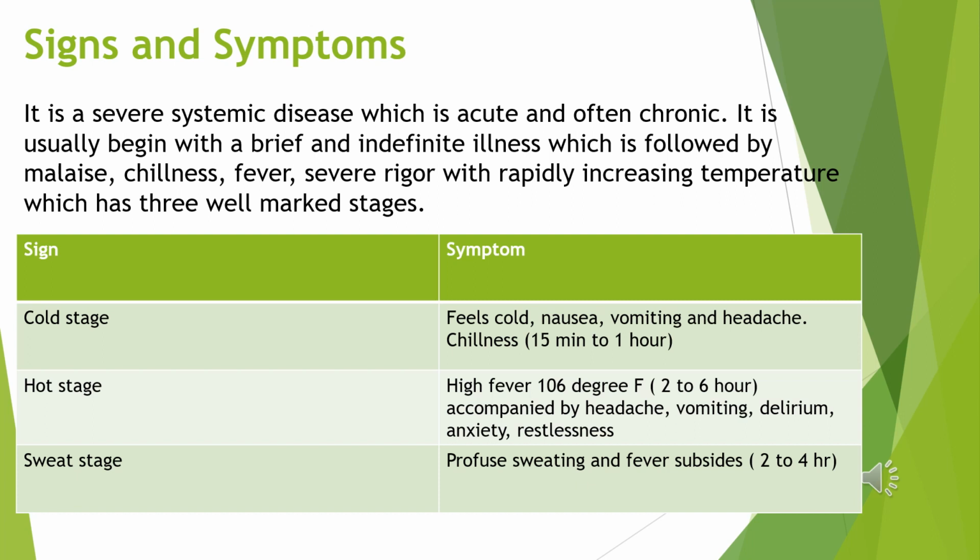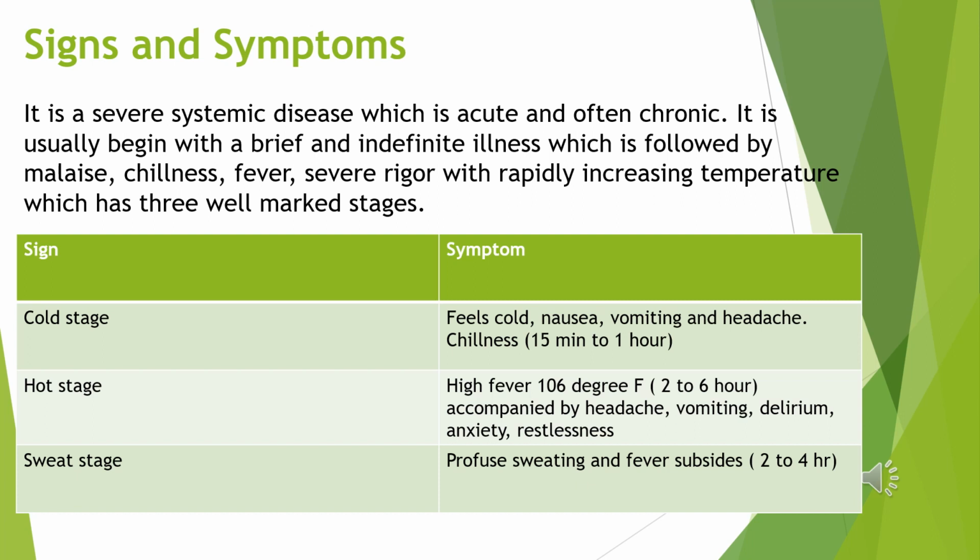Signs and symptoms of malaria. It is a severe systemic disease which is acute and often chronic. It usually begins with a brief and indefinite illness which is followed by malaise, chillness, fever, and severe rigor with rapidly increasing temperature, which has three well-marked stages. The first stage is the cold stage, the second is the hot stage, and the third is the sweat stage.